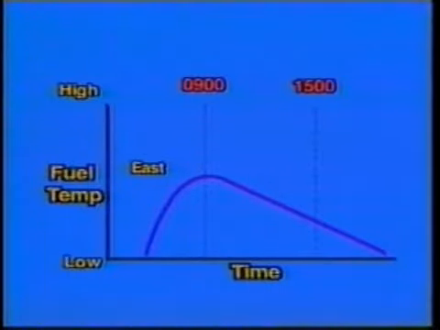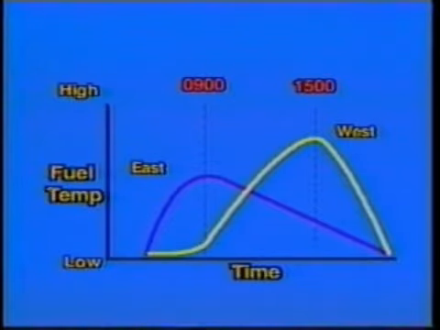In the second situation, the fire is burning on a west aspect, in the same fuels at 0900. Fuel temperatures on the east aspect were near their peak at 0900. But as you can see on the graph, fuel temperatures on this west aspect will still be increasing well into the afternoon. How do you think the fire behavior in the two situations will compare by 1500 in the afternoon?